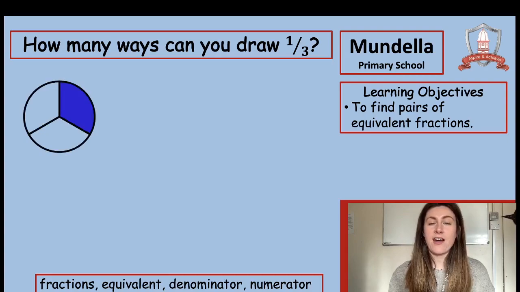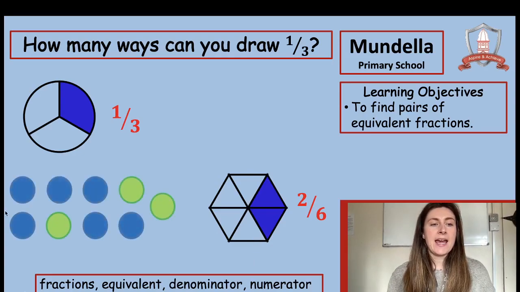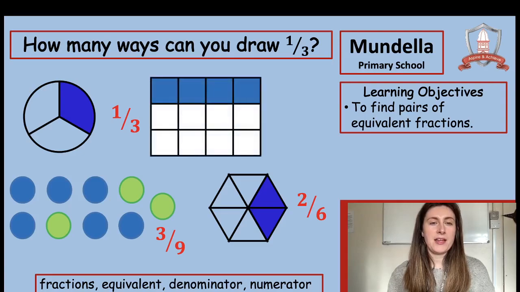So I've got a circle here that I've just split into 3 parts, and I've shaded in one part of them, so that's 1/3. Here I've got 6 parts in total, and I've shaded in 2 of them. That's 2/6, which is the same as 1/3. You can see that that could be my 1 part, 2 parts, 3 parts. Here I've got 9 circles, and I've shaded in 3 of them, 3/9. It's the same as 1/3.